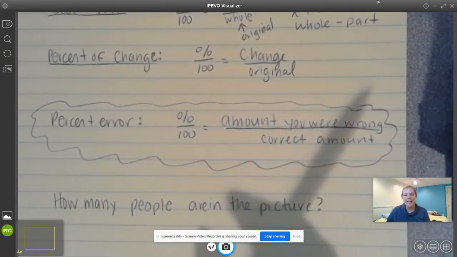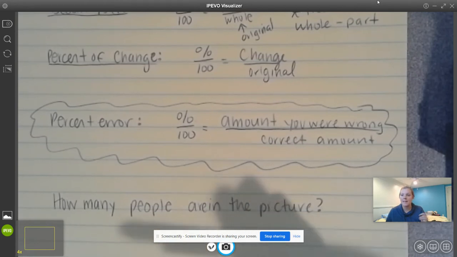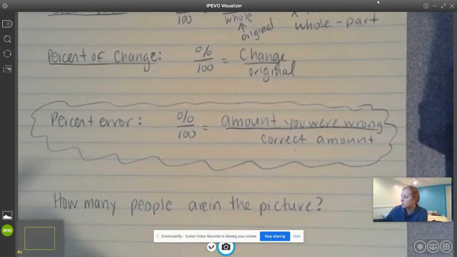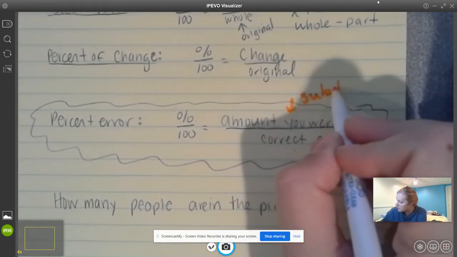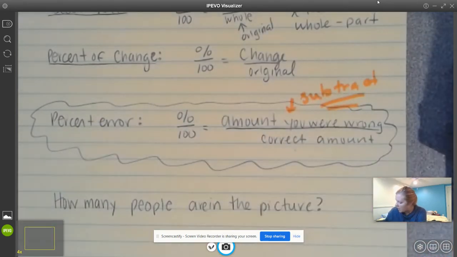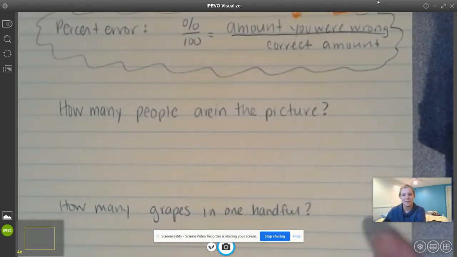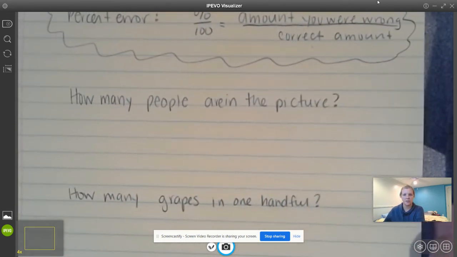So when we're finding the error, we're going to be making guesses. How much, how many, we're going to be guessing a number. The correct amount, the right answer, goes on the bottom, and how much we were off by goes on the top. And just like percent change, you're going to be subtracting again to find how much you are wrong by. So we're going to do 2 example problems, and then these notes will be finished. And I'm going to be making guesses. I have no idea what the answers are to these 2 questions right now.